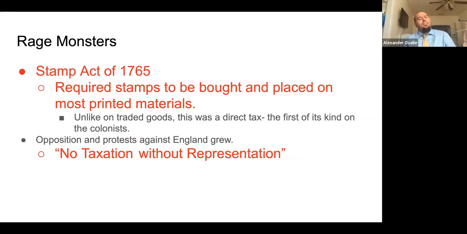All right, rage monster. So then you have the Stamp Act of 1765, and that's kind of the straw that broke the camel's back. It is going to require stamps to be bought and placed on most printed materials, any paper document.